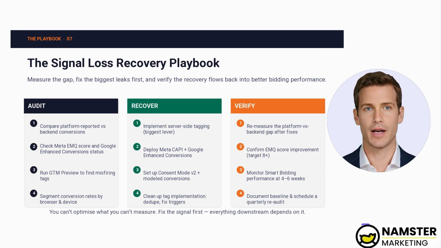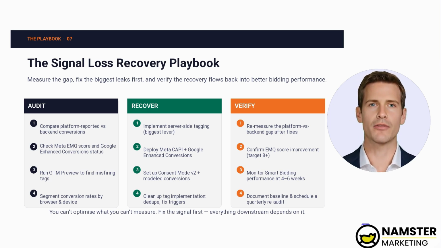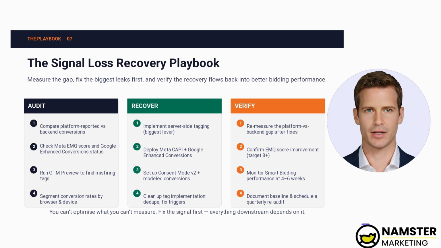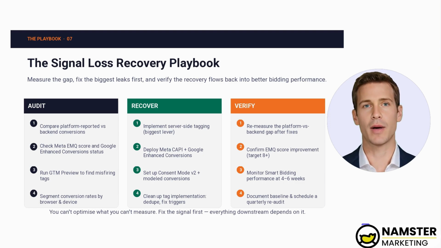Start by quantifying the platform versus backend conversion gap to gain internal buy-in. Then, implement the recovery stack, focusing on server-side tagging as your primary objective. Finally, verify the results by confirming your event match quality scores improve to 8 or higher and monitoring your smart bidding performance over a 4 to 6 week period. By securing your data pipeline today, you ensure that your marketing investments are guided by the full picture of customer behavior rather than a fragmented and biased subset. Fix the signal first, because everything else in your marketing stack depends on it.